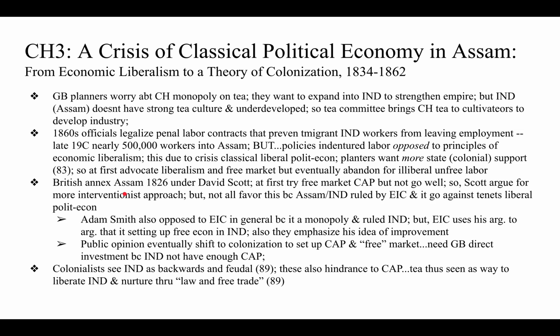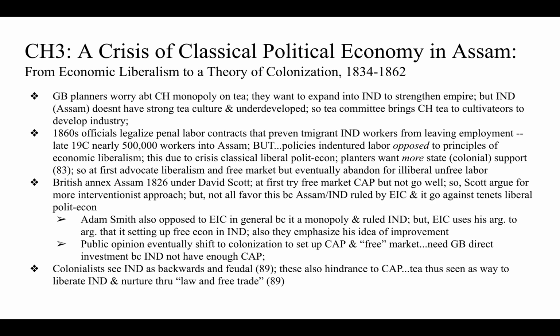The British annexed Assam, the Assam region, in 1826 under David Scott. And at first they tried the free market capitalism there, but unfortunately it didn't go too well. And so Scott argued for a more interventionist approach. But not all favored this, because Assam and India were ruled by the East India Company at first, and it went against kind of tenets of liberal political economy, as I mentioned.